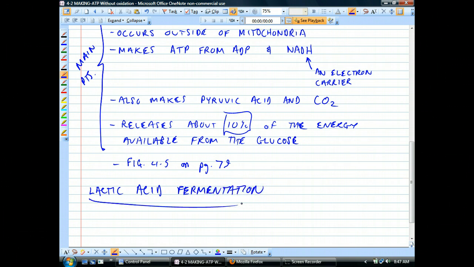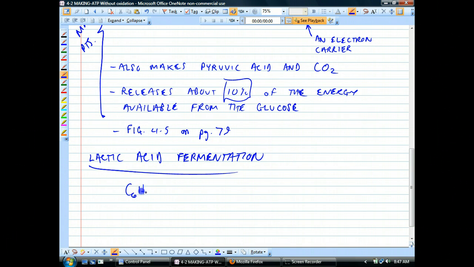Lactic acid fermentation starts with glucose. So I'm going to show you the chemical formula here. It starts with C6H12O6. That's glucose. Now, notice it doesn't need oxygen. So it's just that glucose molecule. And of course, neither did glycolysis. That didn't need oxygen either. This is going to split into 2 lactic acid molecules, which look like this.